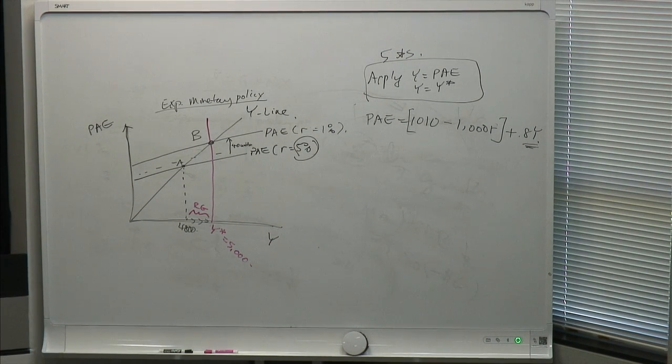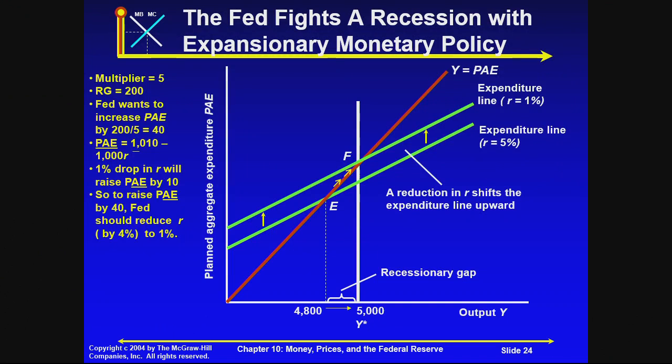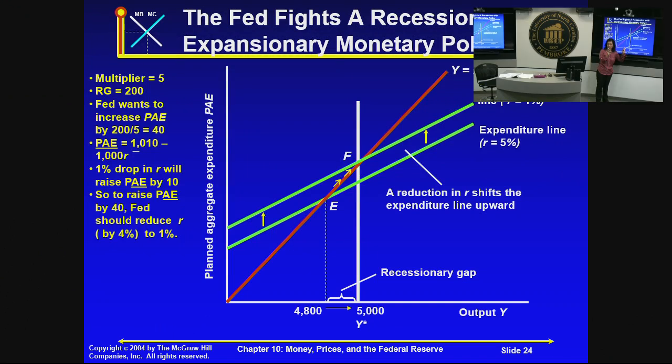Okay, let's talk about the y equals y star part. What this is saying is, what if you have already eliminated that output gap? You start off with y equals y star, right here at point F. So what is that interest rate? So then in order to do that, let's try to solve it here.